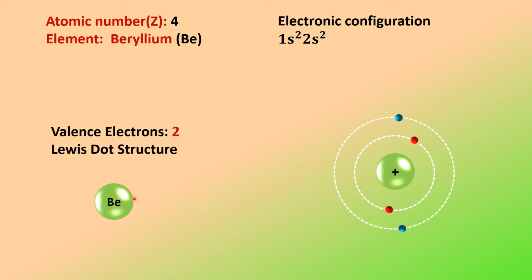Say this is the nucleus, and these are the 2 valence electrons which are blue in color. So 1 and 2, here 1 and 2 with opposite spin.